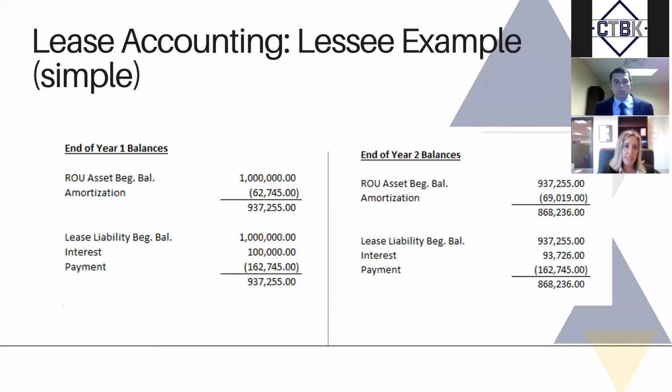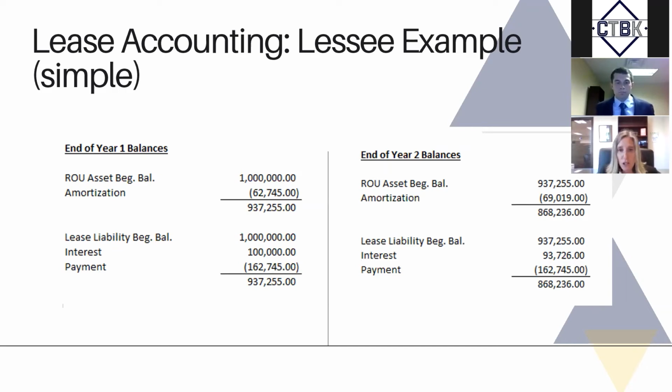So here you can see at the end of year 1, after recording those entries, my right of use asset was $1 million at the beginning when I recorded it. My amortization for the first year was $62,745. So at the end of the year, I have $937,255 in my right of use asset. My lease liability started at $1 million. We added interest to it. We deducted that first year payment. And so in this case, they both match.